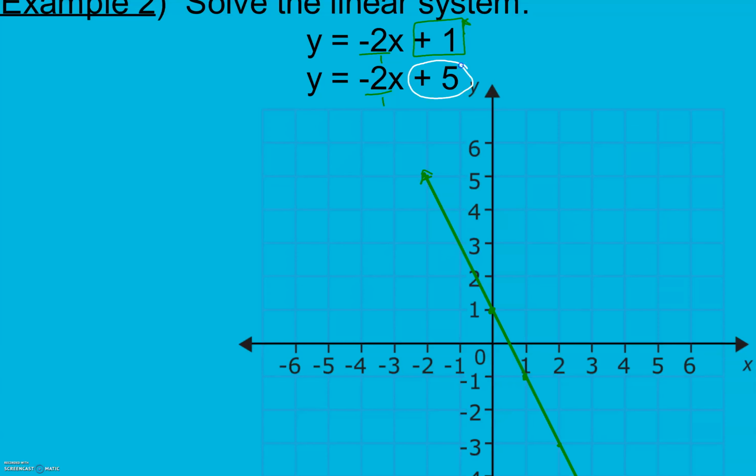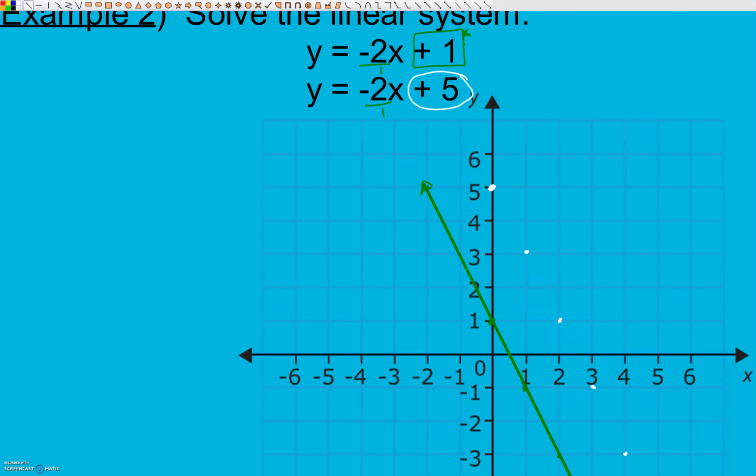Second line here, I'm going to start at 5 on my y-axis. It's my y-intercept. And my slope is -2 over 1. So I'm going to go down 2 over 1, down 2 over 1, and continue that pattern. And draw on our line.